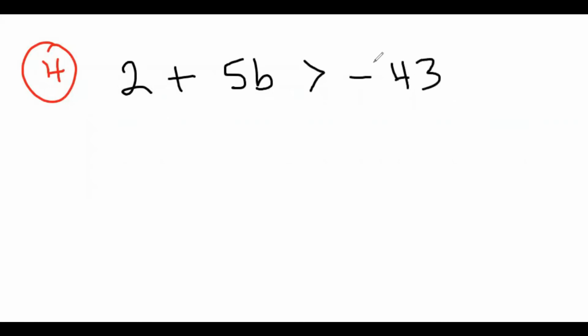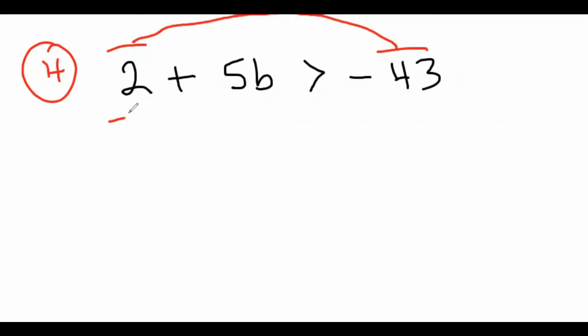Number 4 was 2 plus 5b is greater than negative 43. Okay, so the first thing, what are our like terms, class? 2 and negative 43. Which one do we move out of these two like terms? The 2, right? Because the 2 is not attached to the 5b.